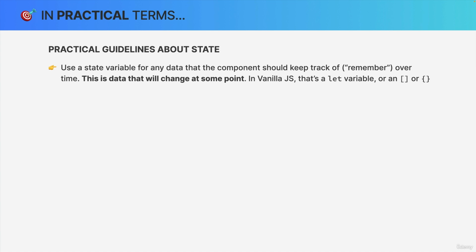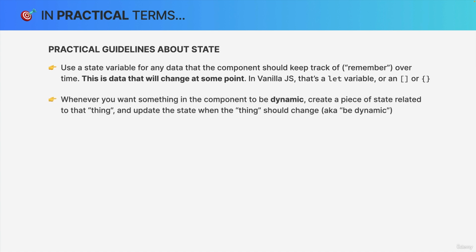Another way of figuring out when you need state is this. Whenever you want something in a component to be dynamic, create a piece of state related to that thing, and then update the state when the thing should change. Or in other words, when you need it to be dynamic.